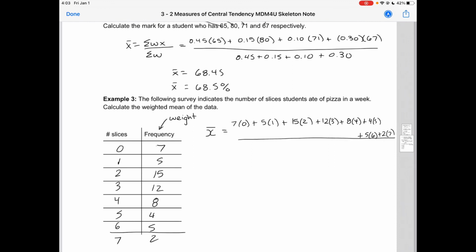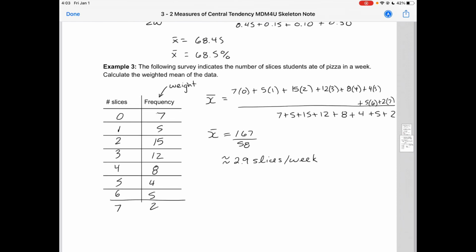So adding all those up, I'm then going to divide by the sum of my weights, or the sum of my frequencies: 7 plus 5 plus 15 plus 12 plus 8 plus 4 plus 5 plus 2. Evaluating that, we've got 167 on top divided by 58 on the bottom, which gives us approximately 2.9 slices per week.